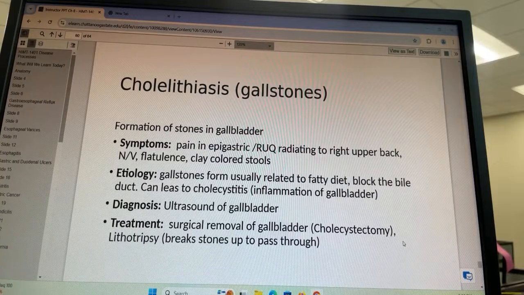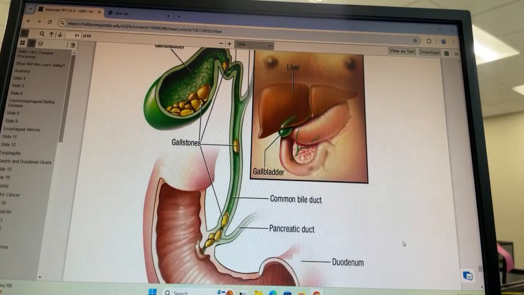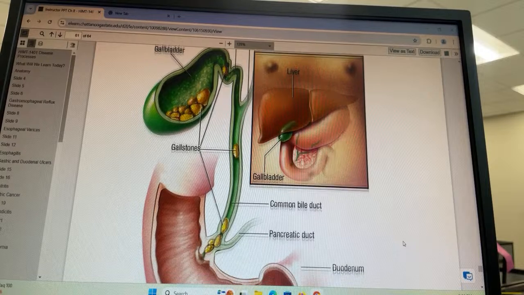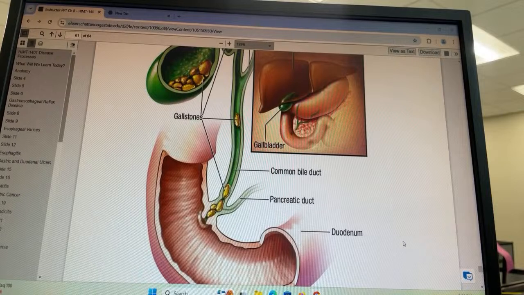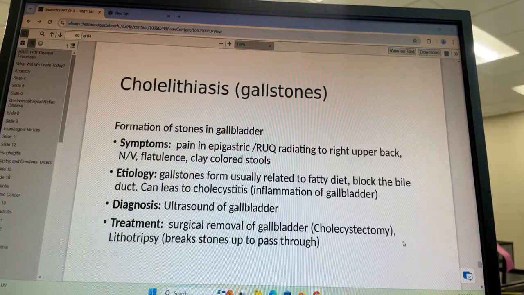Talked about the etiology. Let me show you a picture, actually. So here's the gallbladder. It secretes various enzymes and things that help with digestion. So the gallbladder makes those enzymes, and it goes down the duct and goes into the duodenum. It secretes those things, and it goes into the duodenum to mix with the food to help it digest. Okay, but if there are these stones that get built up, they can get stuck inside the duct and cause a blockage.